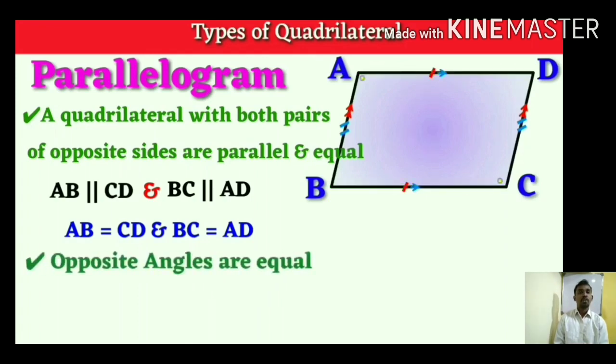In this one, opposite angles are equal. That means angle A is equal to angle C and angle B is equal to angle D.